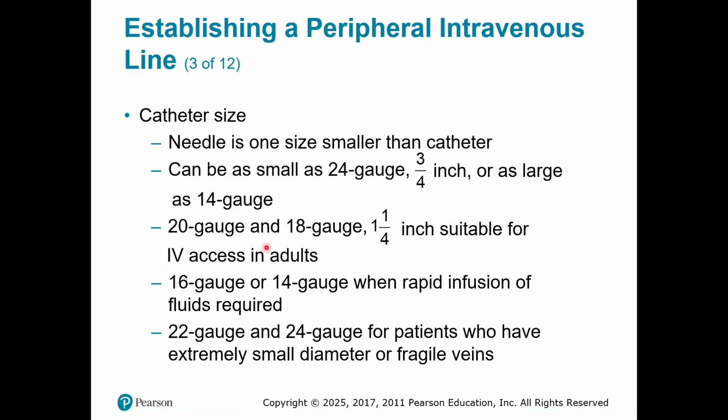I wish we did at least have a 16 there, but we don't. These 16 gauges and 14 gauges are usually reserved for needle decompressions, things like that. A 22 to 24 gauge is for patients of extremely small diameter or fragile veins. We find ourselves using these on peds or really hard sticks.